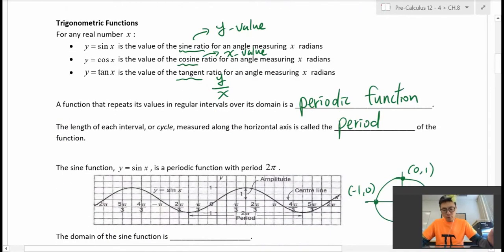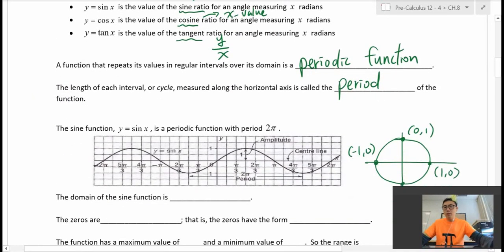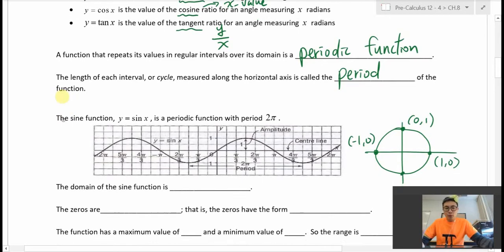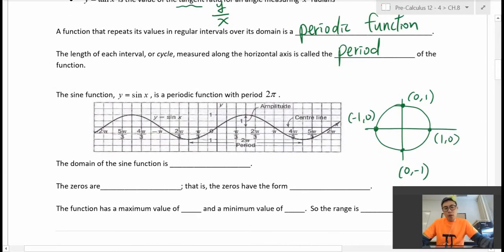Of course, the graph here is given to you. Here it says, the sine function y equal to sine x is a periodic function with period 2 pi. This really has something to do with our unit circle. Recall, one full rotation of the unit circle is 360 degrees, or in terms of radians, 2 pi. So that's why the period is 2 pi, because if you go around once, you're just going to continue with that rotation and repeat.